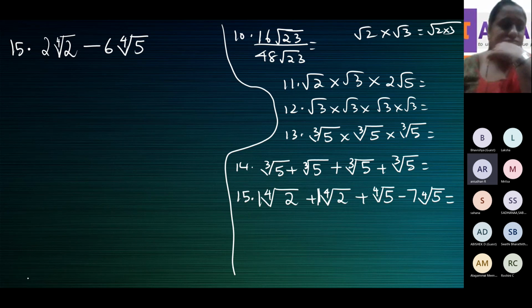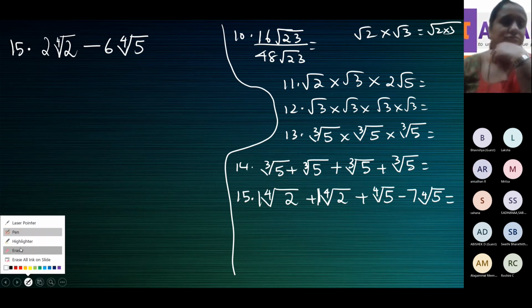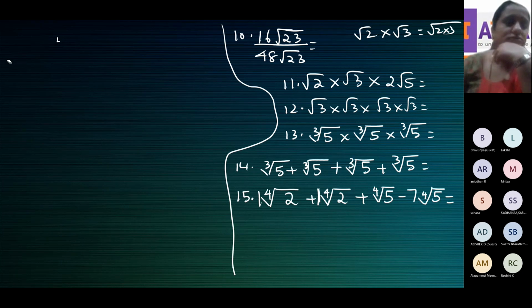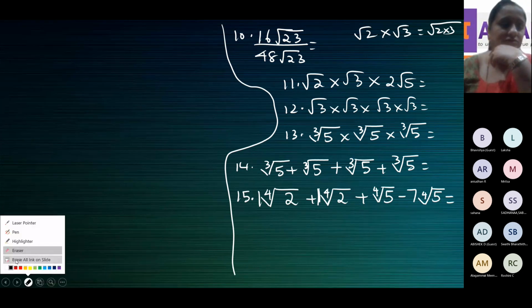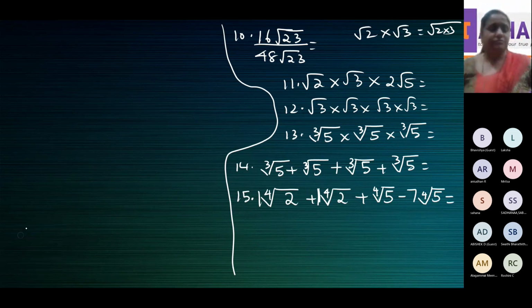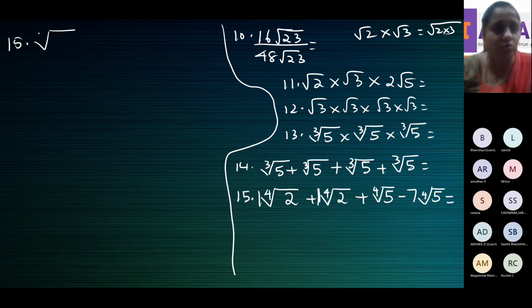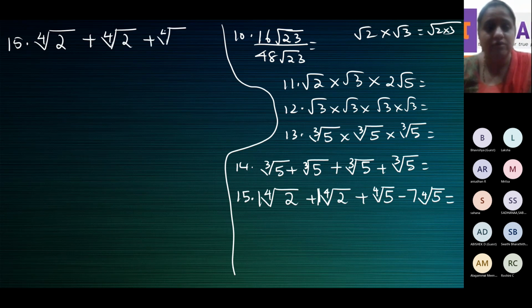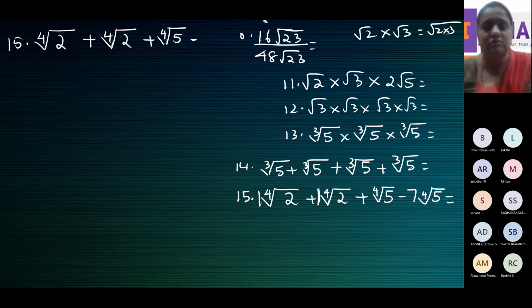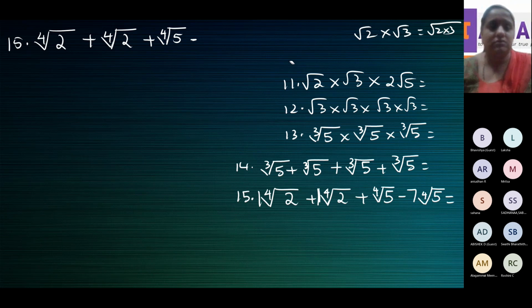Okay, ma'am. I understood. Okay, very good. See here, it's like this. So the 15th one is fourth root of 2 plus fourth root of 2 plus fourth root of 5 minus 7 fourth root of 5.